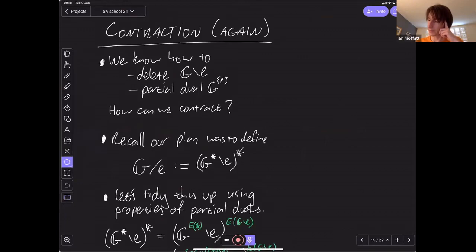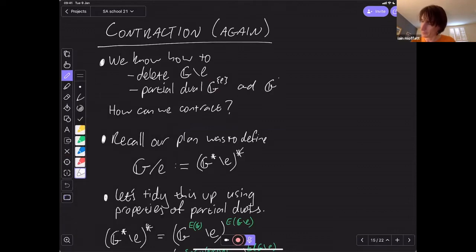Okay, so we now know how to delete edges. We also know how to form duals and partial duals. We could form the dual by just partial dualing every single edge of the ribbon graph. And remember, we're trying to describe contraction. Our plan was, going way back, to this definition of plane graph contraction in terms of duality.